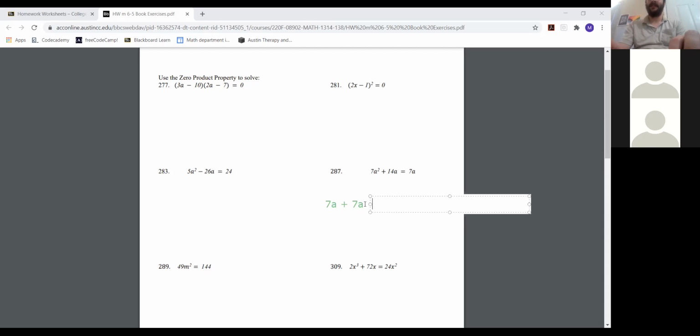I need to draw my square. Okay. Yeah, and then you factor out a common factor of 7a from both of those. And that should leave you with what? A plus 1 times 7a, something like that.